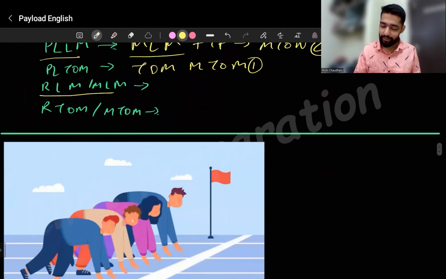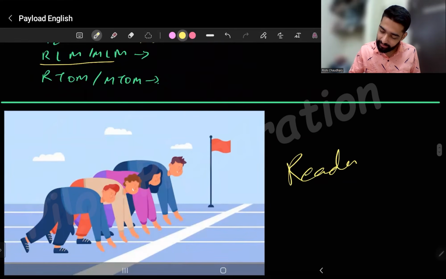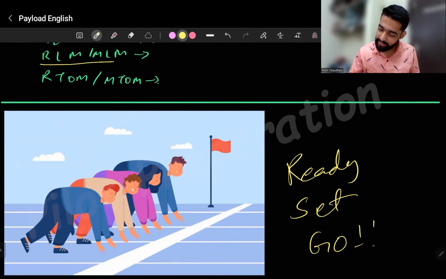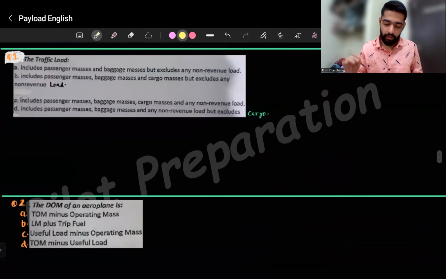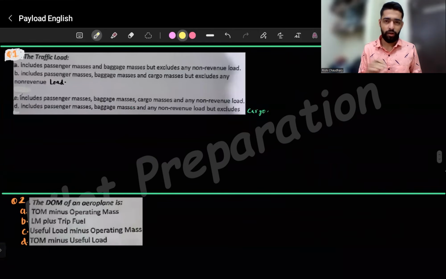So now we are kind of ready, set, go for the questions. Let's go for the questions. So let's see the first question. The traffic load. The question is saying the traffic load includes what? Includes passenger mass, baggage mass, but excludes any non-revenue load. Includes passenger mass, baggage mass, and cargo mass, but excludes any non-revenue load. Includes passenger mass, baggage mass, cargo mass, and any non-revenue load, or includes passenger mass, baggage mass, and any non-revenue load, but excludes cargo.